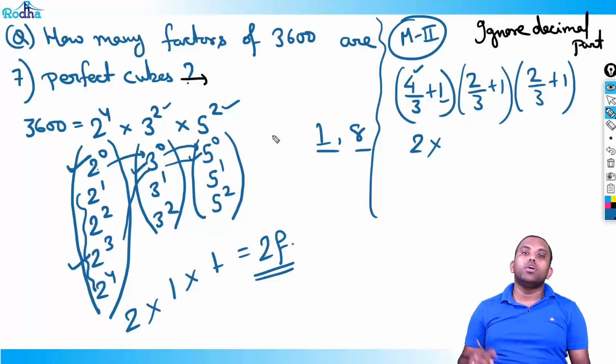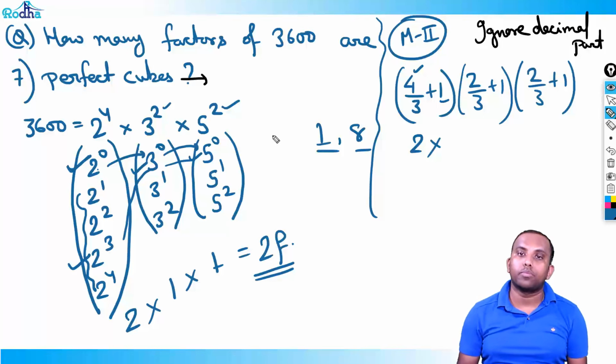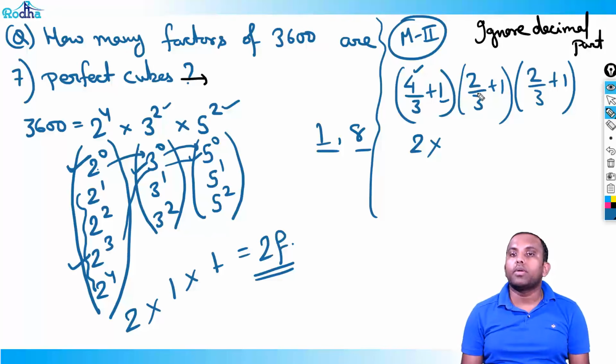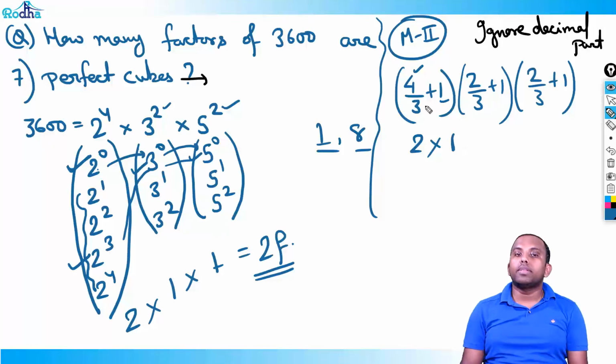So 4 by 3 means out of 4 terms, how many are multiple of 3? Simply 4 by 3 we will do. Plus 1. Plus 1 I add for what? 0. Simply again 2 by 3. What is 2 by 3? 0 point something. So ignoring decimal part will give me 0. 0 plus 1 is 1. Right? So 2 by 3 again means what?